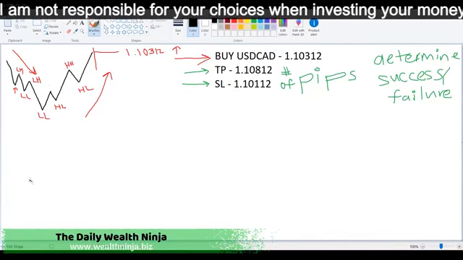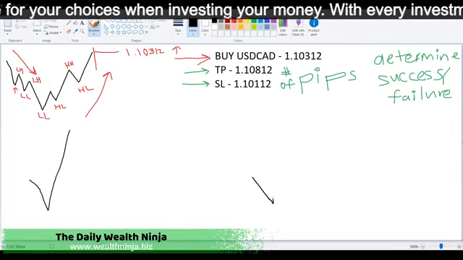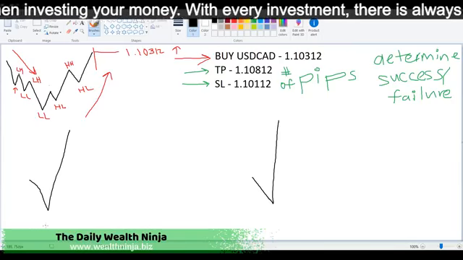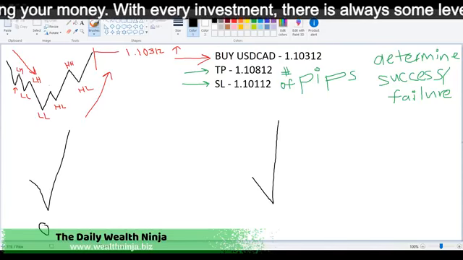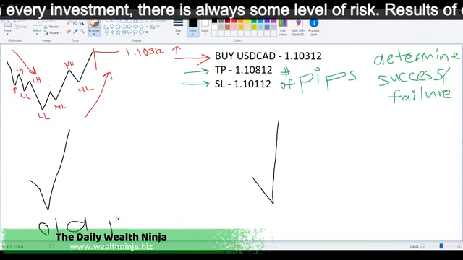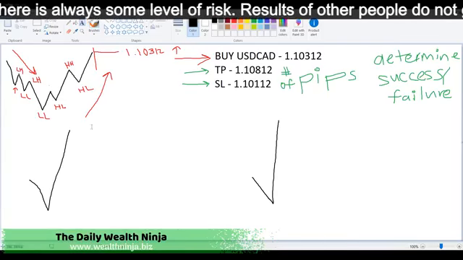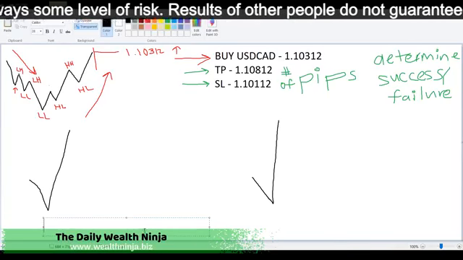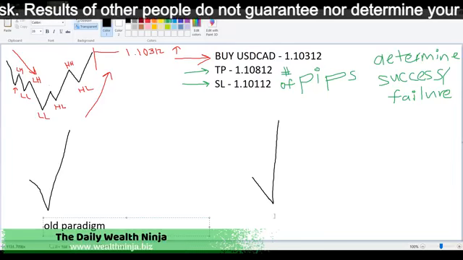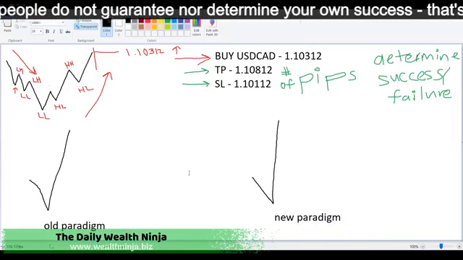Let's say that you had a trade. I'm going to do it on two different sides here. So as a master Forex trader that I am following and learning from, let's say that you're using the old paradigm versus the new paradigm, right?